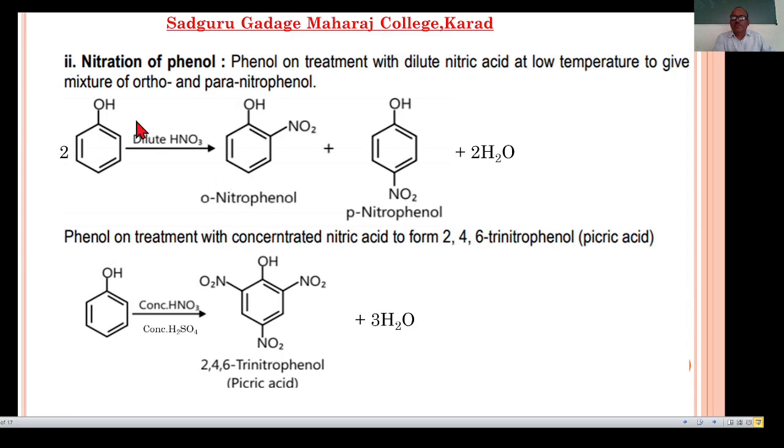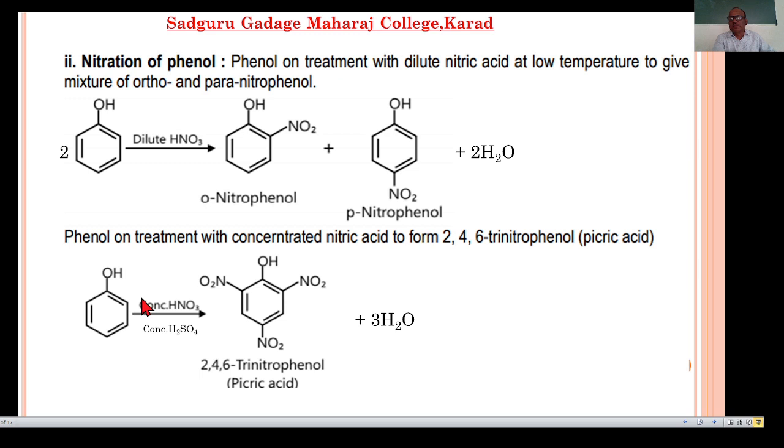Then consider the second reaction, that is nitration of phenol. In nitration again there are two types of reactions: reaction with dilute nitric acid at low temperature, and second reaction with concentrated nitric acid in presence of concentrated sulfuric acid. In the first reaction, we take dilute nitric acid. Again there are two products, orthonitrophenol and paranitrophenol. Here paranitrophenol is the major product and orthonitrophenol is the minor product.